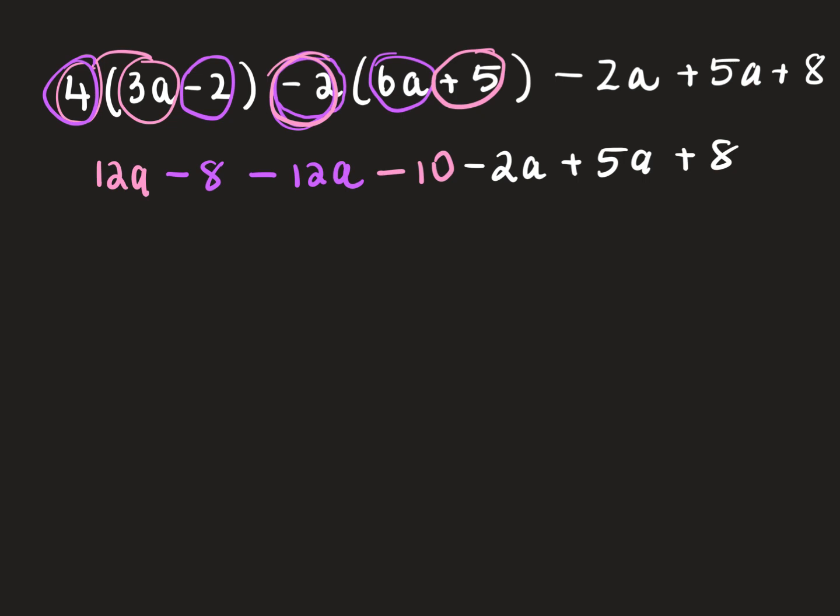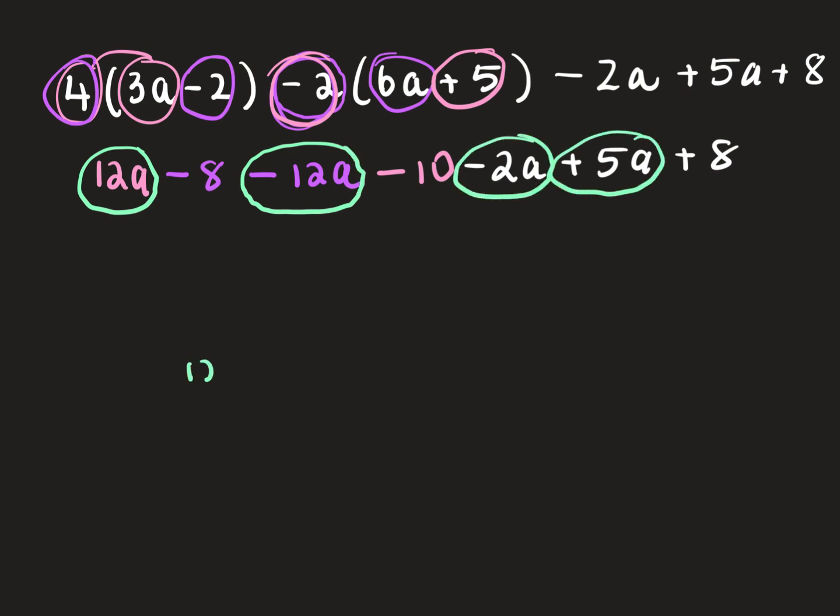Next, I'm going to identify my like terms. My a terms can be green here. Oh, 12 of them minus 12 of them. There we are. So what have I got? How many a's? I've got 12, take away 12, that makes 0.